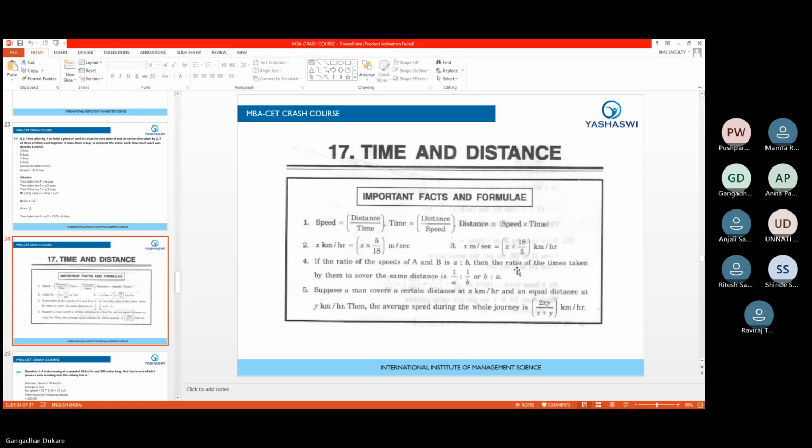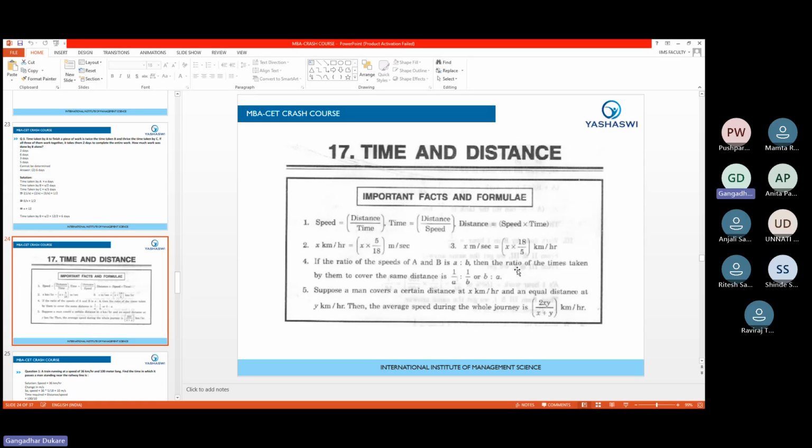Second, speed is calculated in kilometer per hour, that is x kilometer per hour. If we need to convert this value from kilometer per hour into meter per second, we write x multiplied by 5 by 18 in meter per second. Why do we take this? Because your distance is in meters.